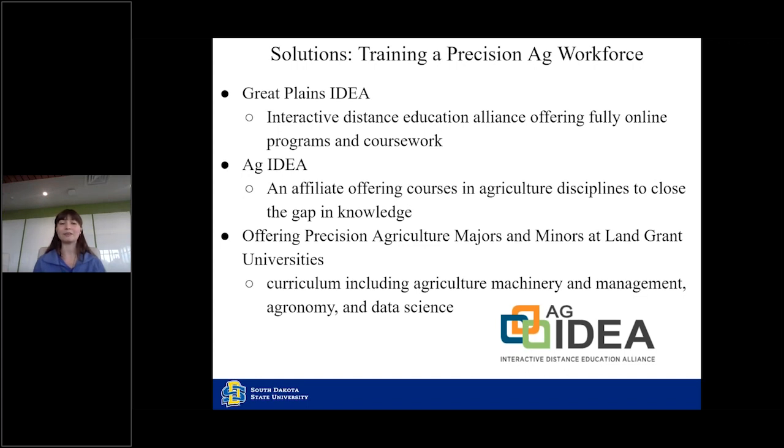Additionally, land-grant universities need to consider offering precision agriculture majors and minors that include a combination of agriculture, machinery and management, agronomy, and data science, because these are the practical field applied skills and that data intensive thinking that the students are looking for and that industry is looking for to progress precision agriculture.